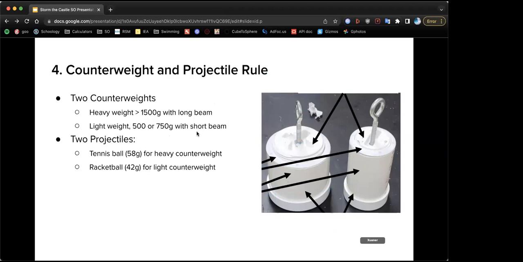The projectiles. Oh yeah, please don't annotate on my screen.